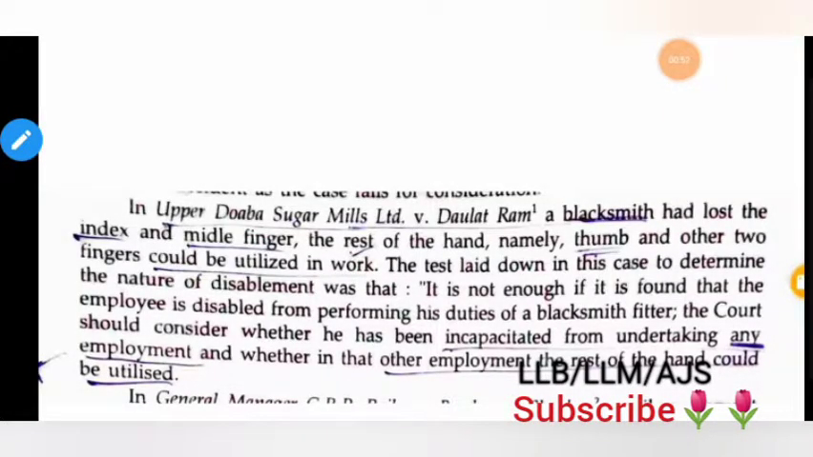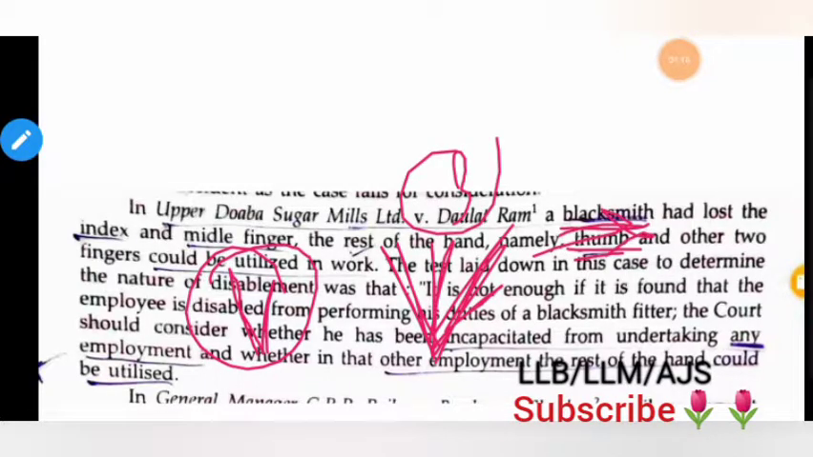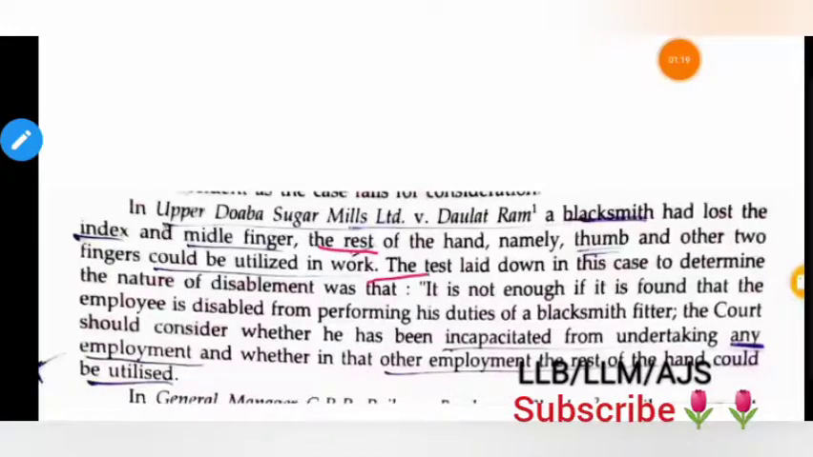What was held in this case? A blacksmith had lost the index and middle finger. So there was a blacksmith who had lost the index and also the middle finger, and the rest of the hand, merely the thumb and other 2 fingers, could be utilized in the work. So he had lost 2 fingers, but the rest of the 3 fingers can be utilized in work. The test laid down in this case was to determine the nature of the disablement: whether it was permanent, temporary, partial, or total.